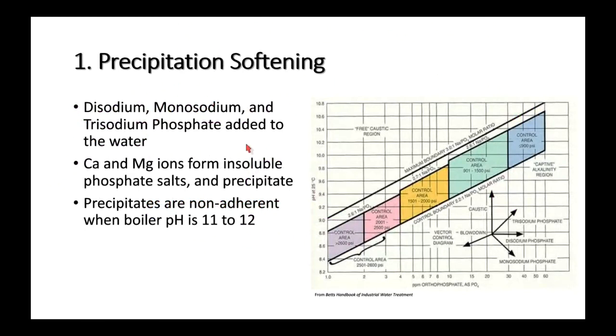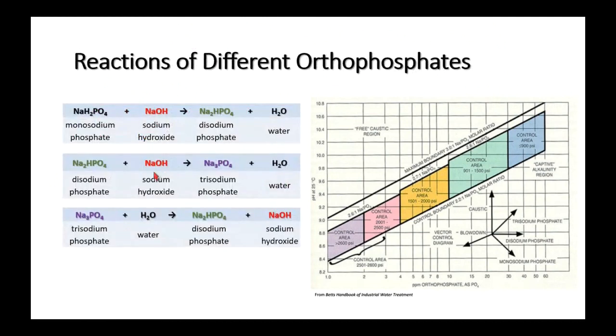So as for the precipitation softening, we're going to add a couple of different types of phosphates, and each phosphate is going to do something that's a little bit different. So let's first of all look at the monosodium. It's only got one. The monosodium phosphate, when I add it to the boiler water, will actually combine with sodium hydroxide and give you disodium phosphate and water. Okay, big deal.